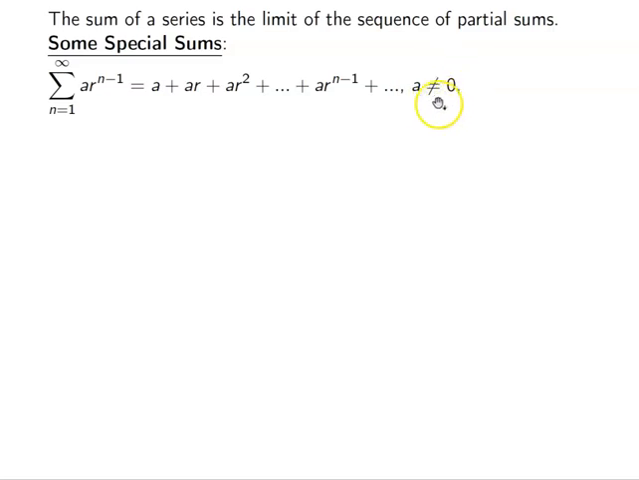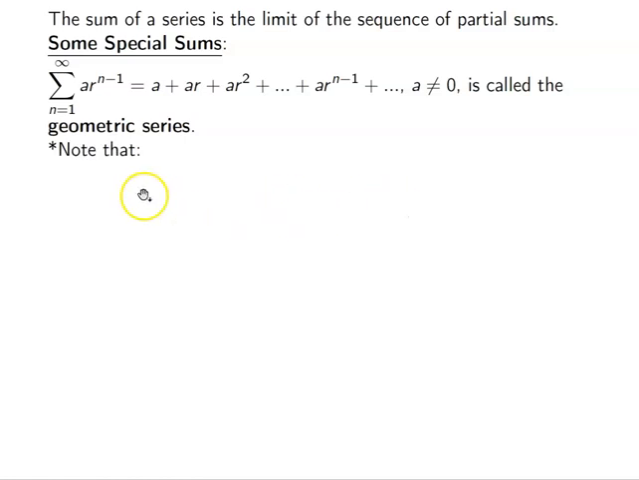I cannot let a be 0, because if a is 0, then I'm just adding up a bunch of zeros, and my sum is 0. That converges and everything, but it's not interesting. So this series is called the geometric series. If you look through my pre-calculus material, I believe we talked about this quite a bit, and glazed over that information. Now we're going into a deeper dive of geometric series. Not a deep dive, but deeper.